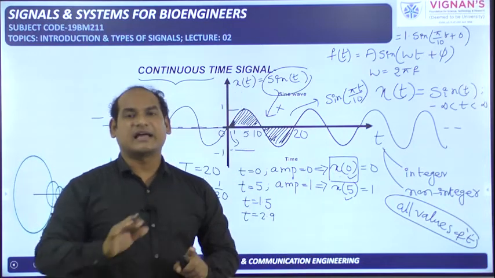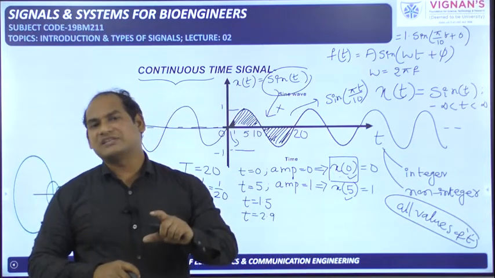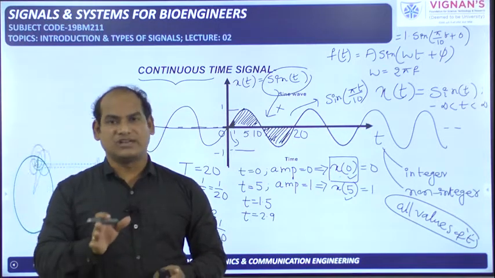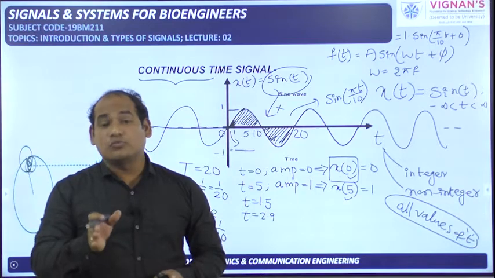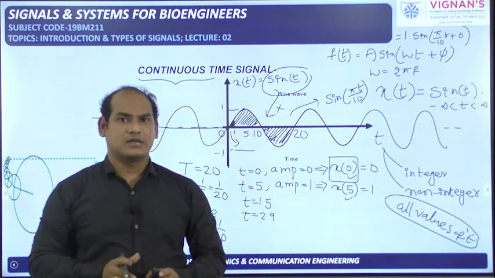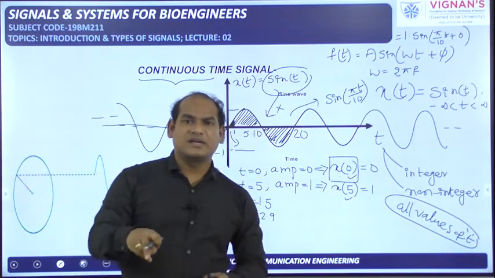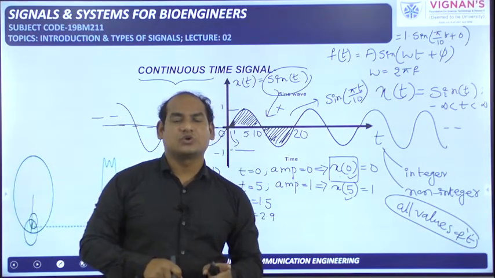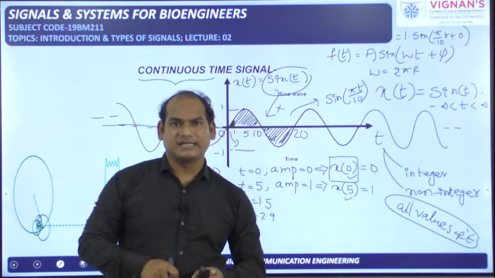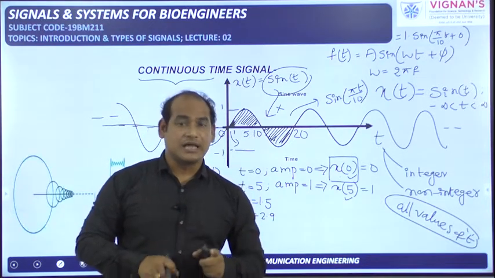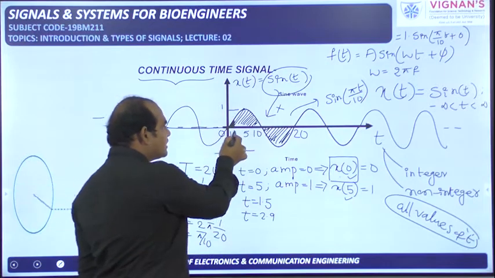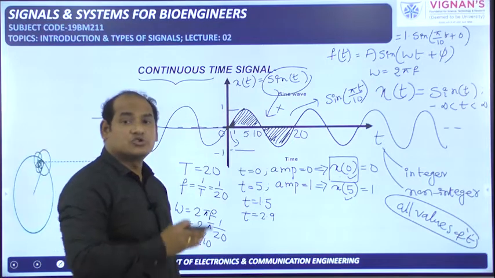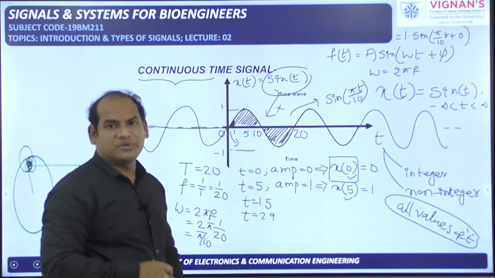The actual thing here is a continuous time signal. Continuous time signal means the signal amplitude is defined for all values of t. Simple definition: all values of t means both integers and non-integers. So for integer values of the independent variable t and for non-integer values of t also, the amplitude of the signal should be defined. That is called a continuous time signal. That means in between 0 and 1, between 1 and 2, between 2 and 3, non-integer values are there, so at those values also the amplitude has to be defined.